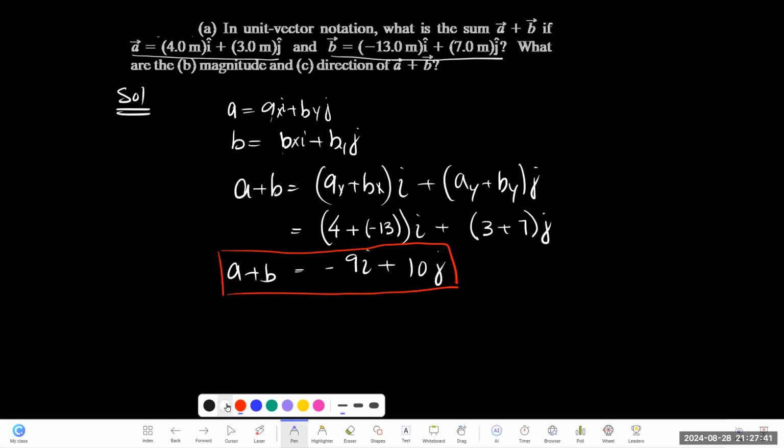I also have to calculate in this problem the magnitude of the two. So A plus B magnitude, and I'm going to make this magnitude, and it says 9 squared plus 10 squared. So the answer is 81 plus 100, and then you solve it and I get the answer.